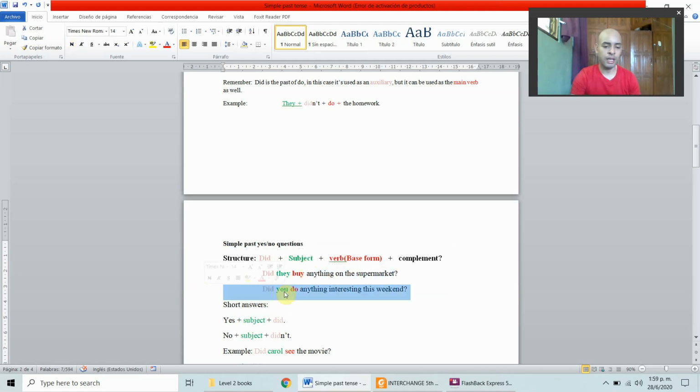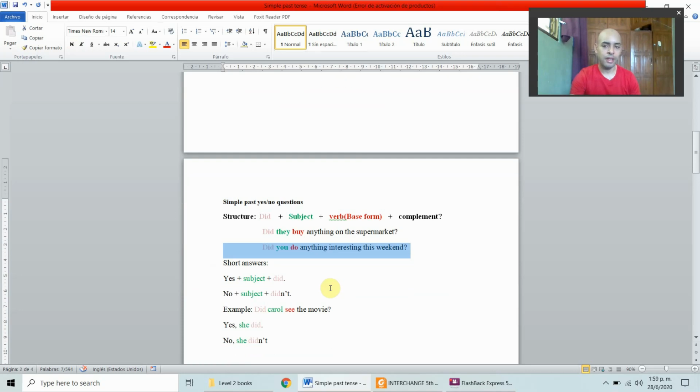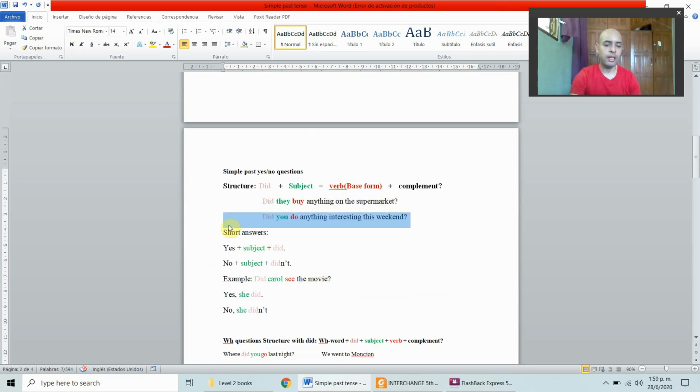Another example with the same characteristics. And the short answer, for the positive short answer, yes, plus the subject plus did. And the negative form, no, subject, did not. For example, did Carol see the movie? Did Carol see the movie? Yes, she did. No, she didn't.